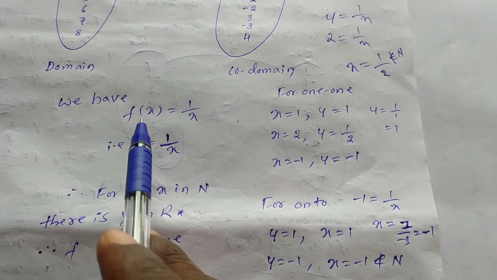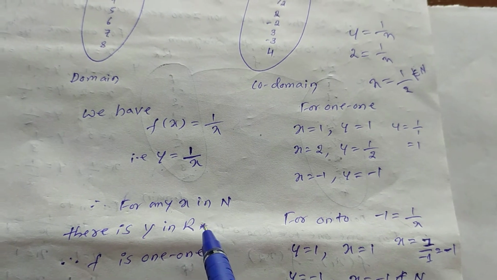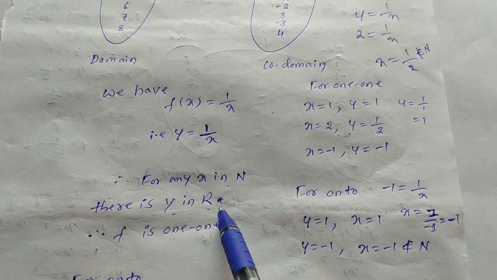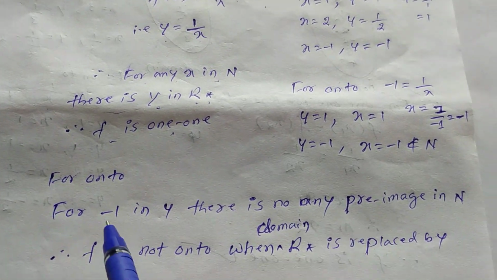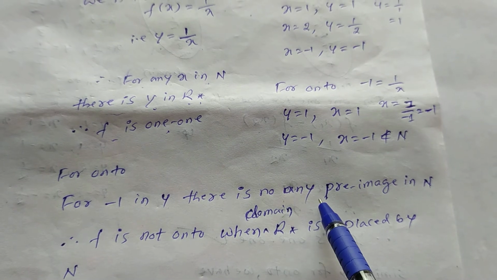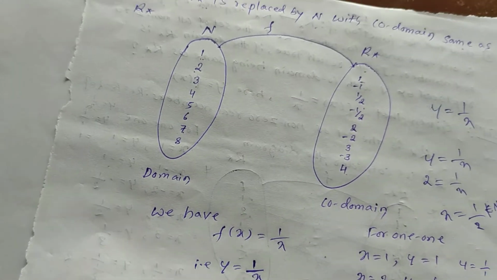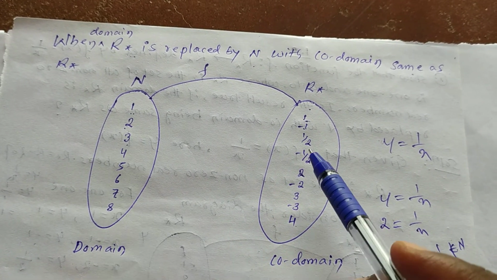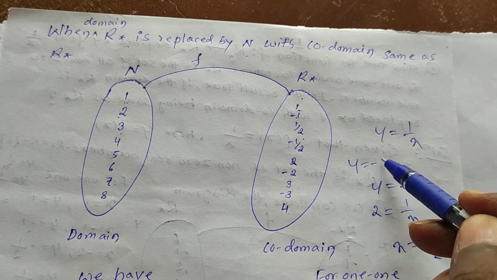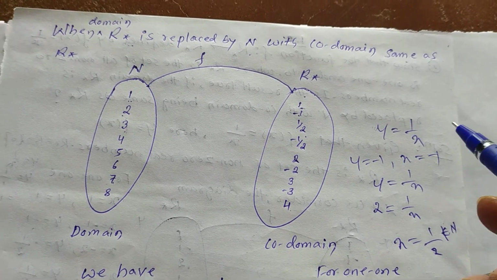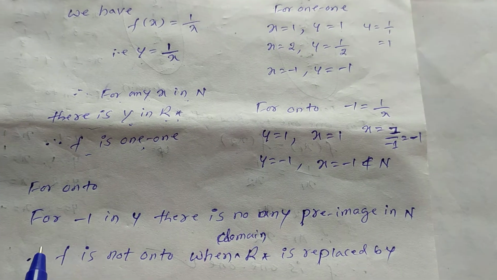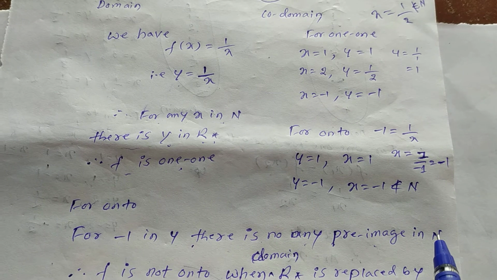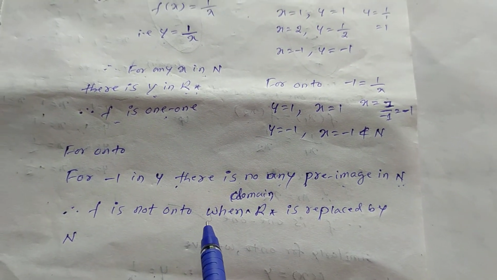Therefore we have f(x) equals 1 by x, y equals 1 by x. Therefore for any x in N, there exists y in R star. Therefore f is 1-1. For onto, for minus 1 in y, there is no pre-image in N, because when y equals minus 1, then x equals minus 1, but minus 1 does not belong to N. So for minus 1 in the codomain, there is no pre-image in the natural numbers in the domain. So f is not onto.